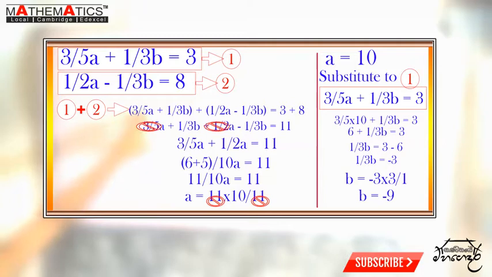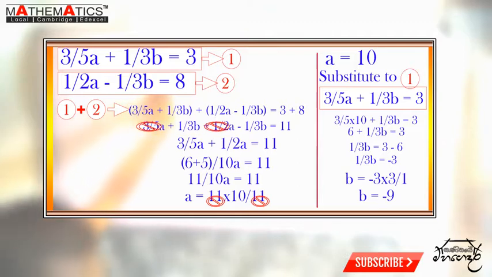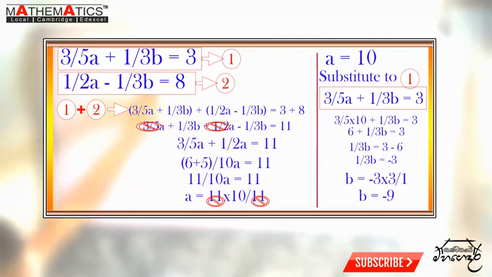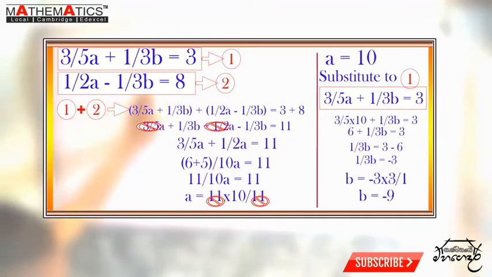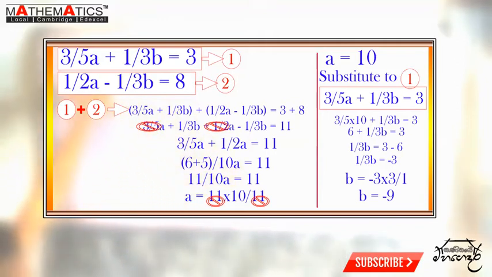After that, the remaining 3 over 5a and 1 over 2a, you can write as a combination: 3 over 5a plus 1 over 2a is equal to 11. And after that, as a simple fraction, you can simplify it by using your fraction knowledge. I will take 10 as the common factor for this 5 and 2. Now 10 goes on the bottom, and after that, how many 5s are included in this 10?